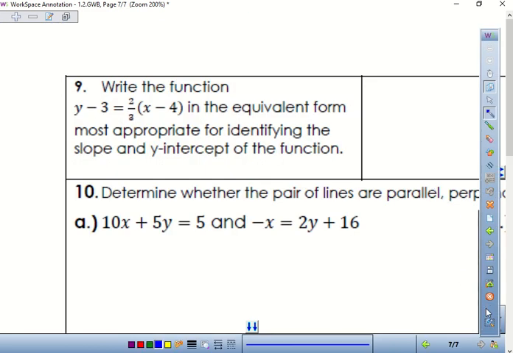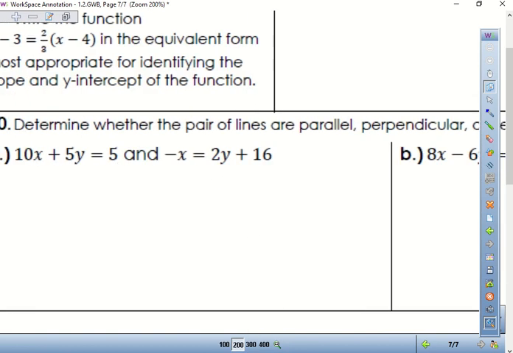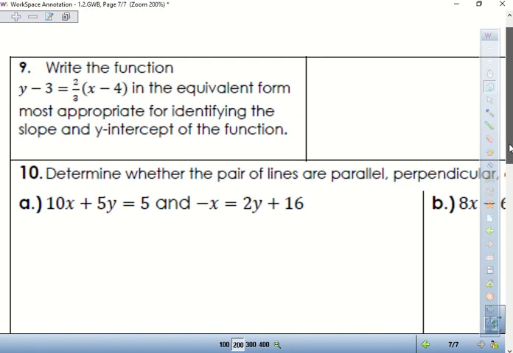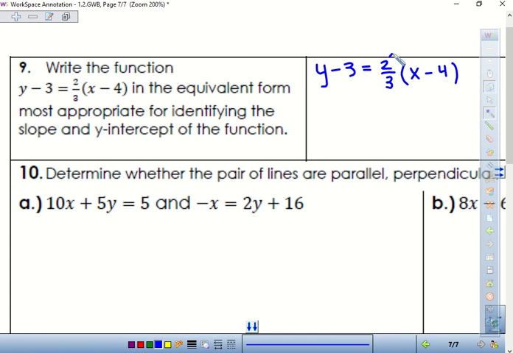And the last thing we're going to do is look at some functions and convert forms. So the very first one, it has given us a function. What form is this function in of the 4 forms we talked about today? Point slope. And we need to get it into slope intercept to figure out what we want. So I'm going to write it down over here. And I'm going to use the distributive property. That's going to give me y minus 3 is equal to 2/3 x minus 8/3.